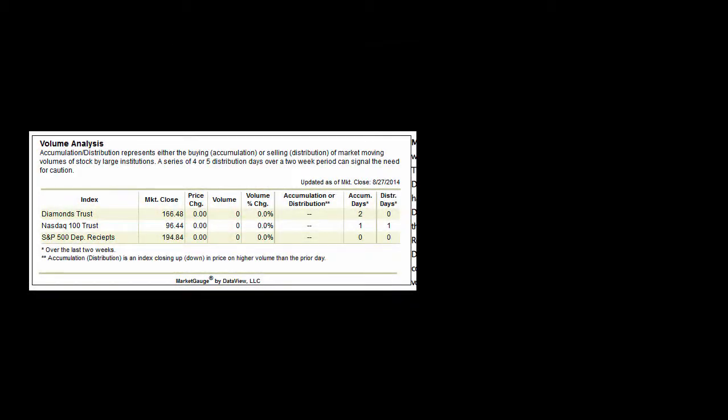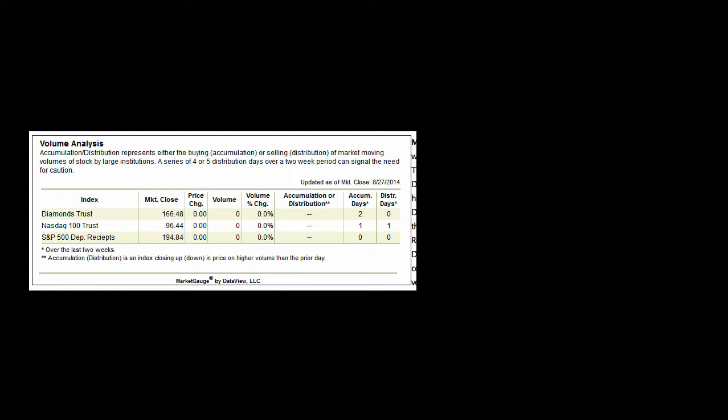Market Gauge Volume Analysis. In this week's volume analysis, the Nasdaq 100 Trust ended in neither accumulation nor distribution mode. In the last 2 weeks, it had 1 accumulation day and 1 distribution day. Of the other indexes, both the Diamonds Trust and the S&P 500 deposit receipts ended in neither accumulation nor distribution mode.